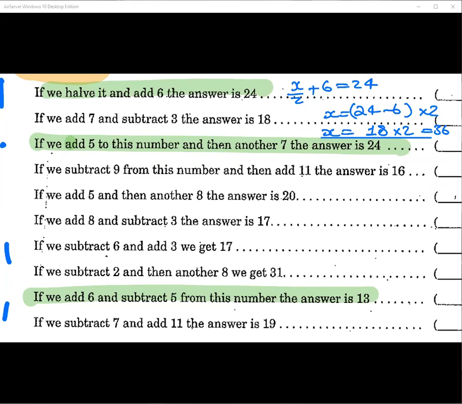So if you halve it, x divided by 2 add 6 equals 24. The first action is divide by 2, second action is plus 6. And then it equals 24. Okay. So opposite of add 6 is minus 6, opposite of divide by 2 is times by 2. Okay, the next question.